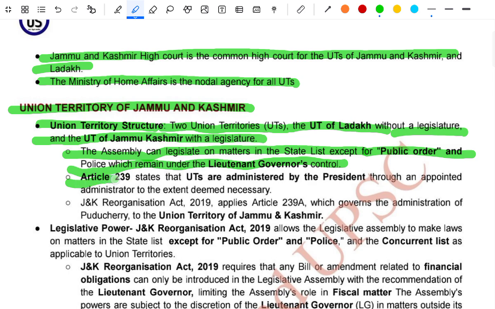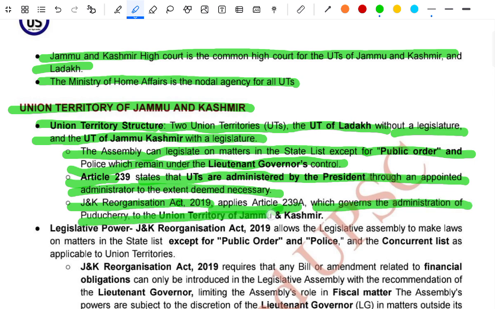Article 229 states that it is administered by the President through an appointed administrator. The Jammu and Kashmir Reorganization Act 2019 applies Article 229A, which governs the administration of Puducherry and the Union Territory of Jammu and Kashmir. Legislative power: the Jammu and Kashmir Reorganization Act 2019 allows the Legislative Assembly to make laws on matters in the state list except public order and police, and on the concurrent list as applicable to the Union Territory.